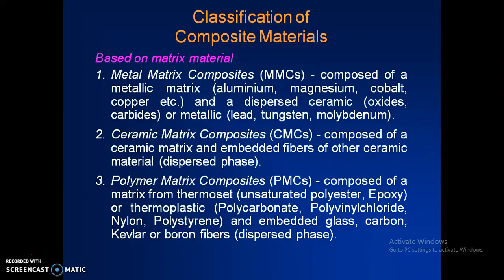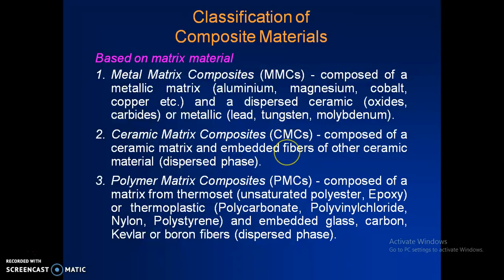Now what is the classification of composite materials? The composites are classified basically using two categories: one based on matrix material and the other based on reinforcement. Based on matrix material, they are classified into different types: metal matrix composites, ceramic matrix composites, and polymer matrix composites, and then carbon-carbon composites.